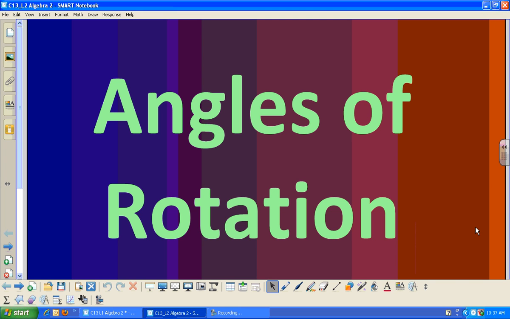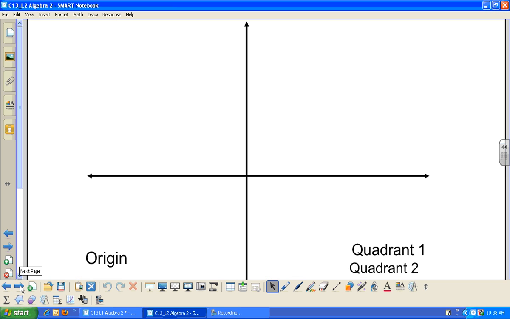Lesson 2, Angles of Rotation. Use that small line grid. This is just a review. The origin for the XY axis is going to be the very middle of the graph.